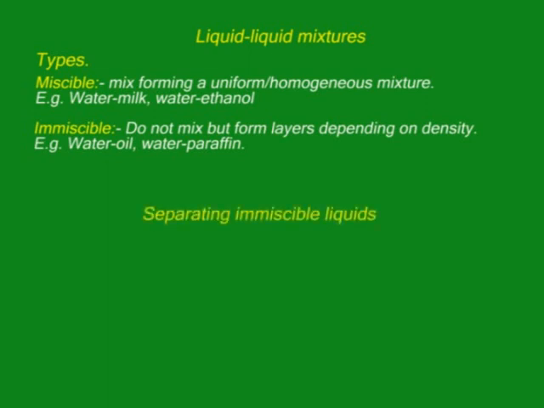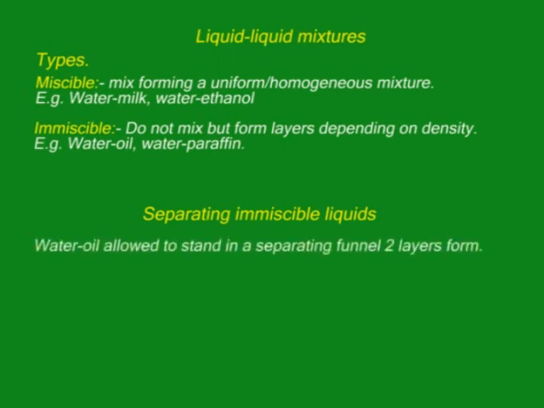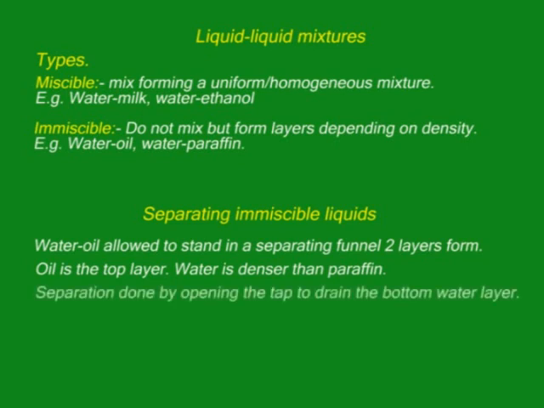Separation of immiscible liquids. When a mixture of water and oil is transferred into a separating funnel and allowed to stand for a while, two distinct layers are formed. The bottom layer is water and the upper layer is oil. A separating funnel can be used to separate the two layers by draining the lower layer, leaving the upper one.